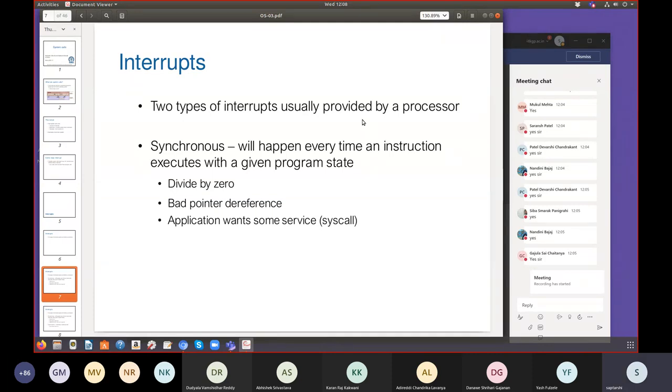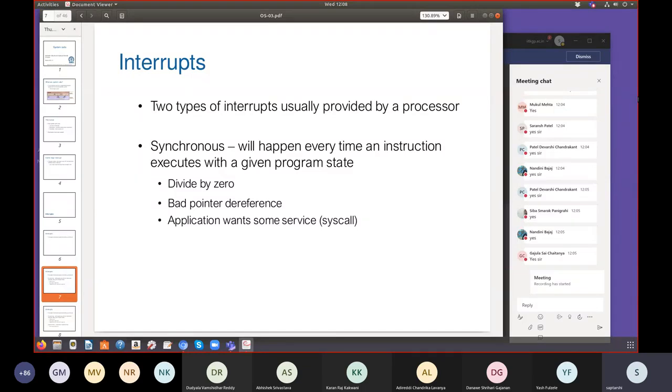Or you are making a bad pointer dereference. Sometimes we forget to give the ampersand in scanf or something like that. So that is a bad pointer dereference. So clearly your program is trying to do something which it should not do. In such cases, there is an interrupt. Or maybe the application wants some service or syscall. So in all these cases, an interrupt can be raised. These interrupts are called synchronous. That means you know that this will happen. Just one point: usually we use the word synchronous with respect to time, but here the discussion is not exactly with respect to time.